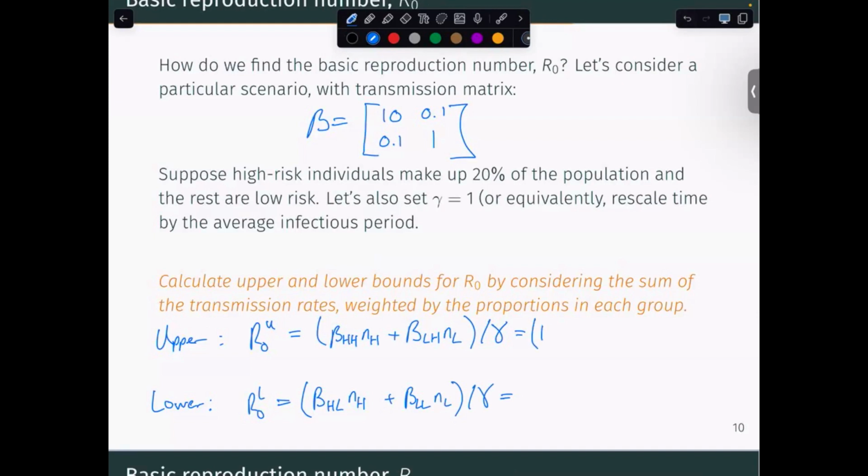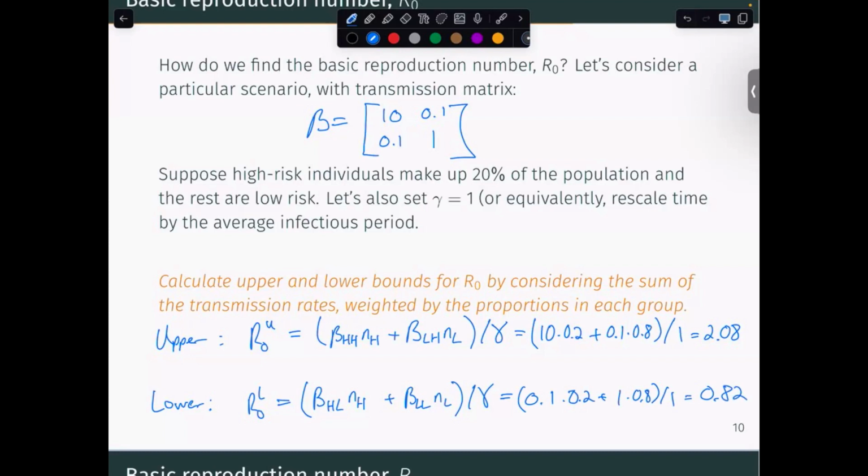Above, our beta HH was 10. Our NH is 0.2 because it's 20% of the population. Our beta LH is 0.1 and NL is 0.8 because it's 80% of the population. Our gamma was 1. This gives you an R naught of 2.08. And for our low risk, when we do a similar calculation, we get an R naught of 0.82.